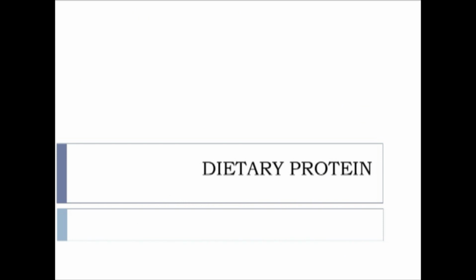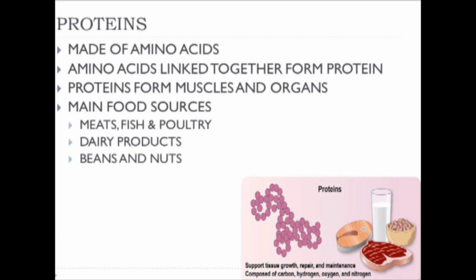Now I want to review the principles and the concepts of dietary protein. So let's begin with defining what a protein is. A protein is really an accumulation of amino acids linked together to form a protein. And where do we find proteins but in muscles and in organs?